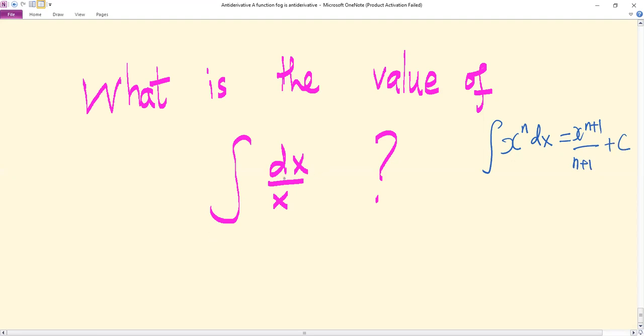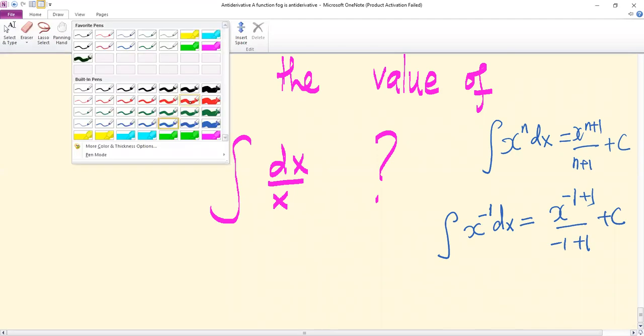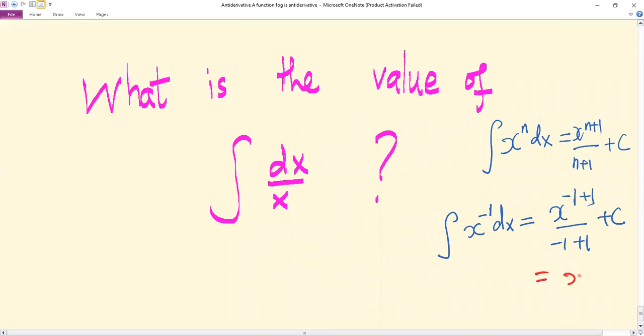But if we try to use the power rule here, let's see, we'll have the integral. Now 1 over x is the same as x raised power minus 1 dx. So we'll be saying x raised power minus 1 plus 1 over minus 1 plus 1 plus c. But this reduces to x raised power 0 over 0 plus c.